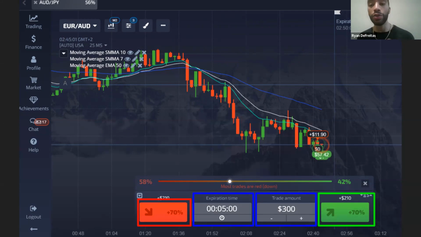In binary, you can lose just like this off of something stupid, like it pulling back just a little bit and taking you out and then continuing in the direction that you wanted. So that happens a lot in binary as well.